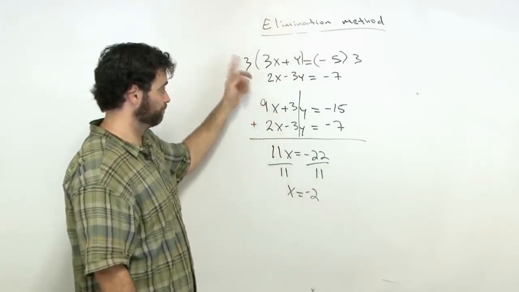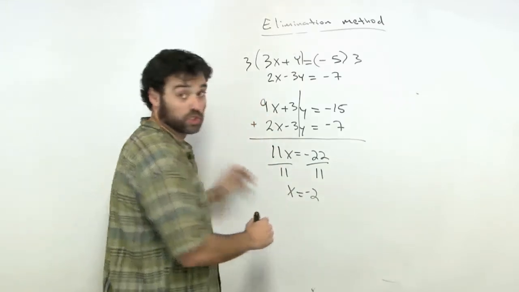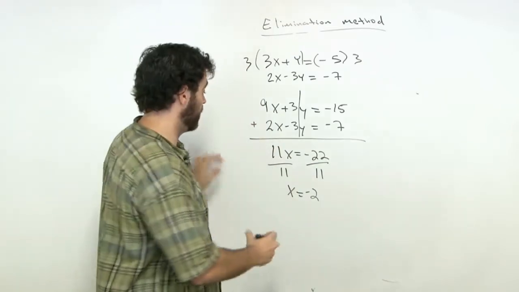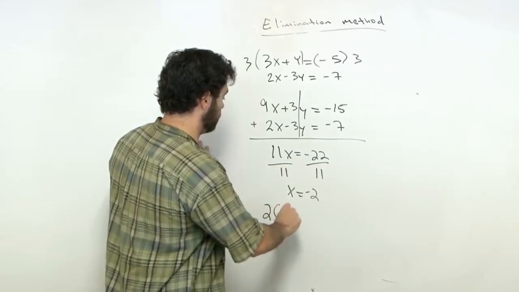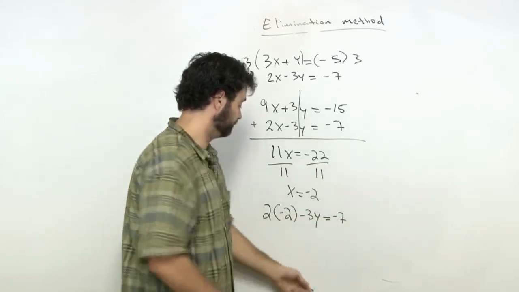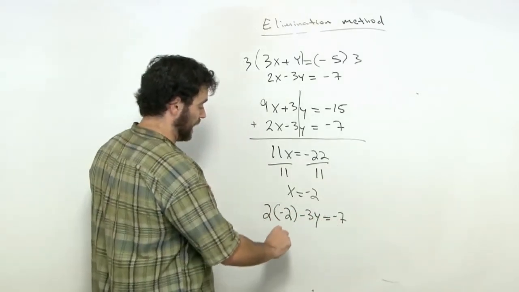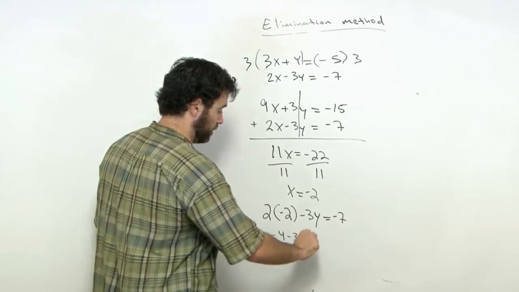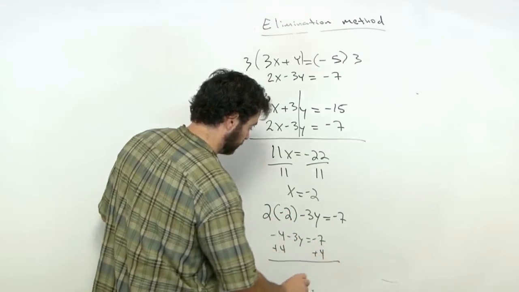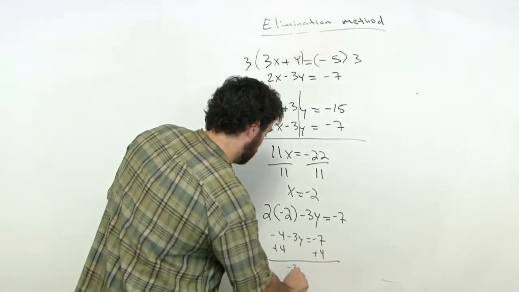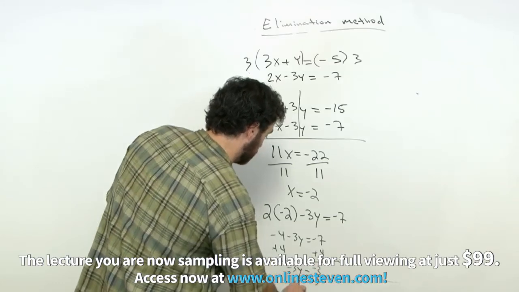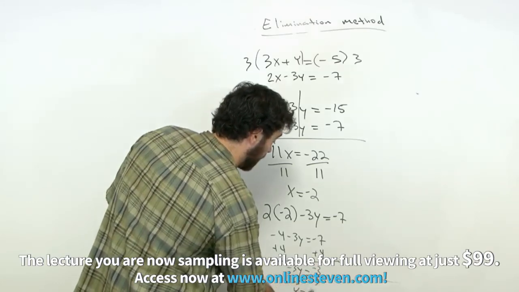I'll use the bottom one this time to show you guys that I don't discriminate against the negatives. I love the negatives. We need them as much as we need the positives. So we're going to do 2 times negative 2, minus 3y equals negative 7. So we get negative 4 minus 3y equals negative 7. Add the 4, and we get negative 3y equals negative 3. Divide out the negative 3, divide out the negative 3, and it turns out that y is positive 1.